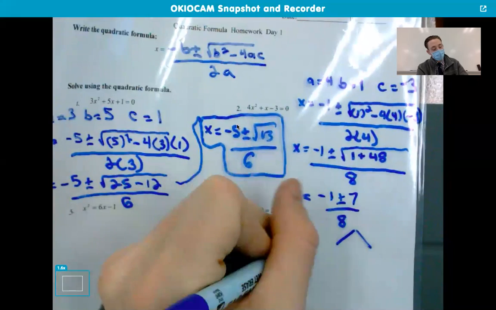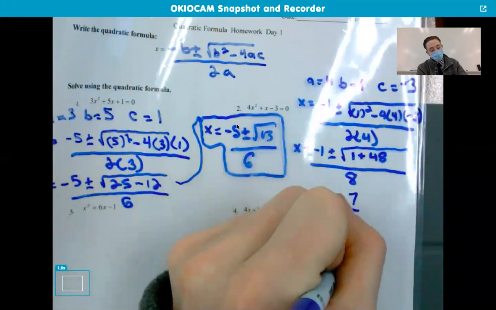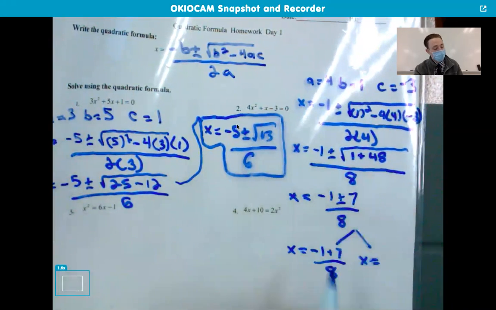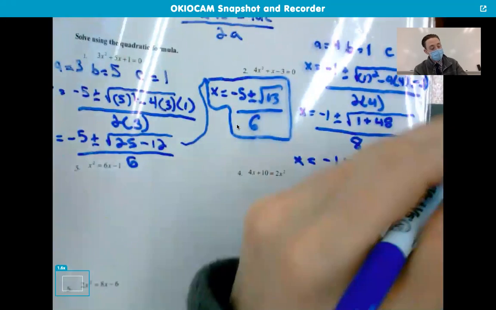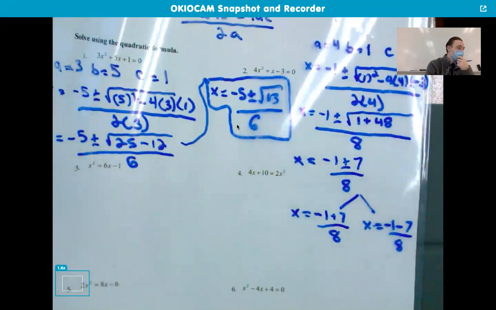So remember, we are doing this process to find solutions, right? And with our quadratic equations, a lot of times we're going to have 2 solutions. So I know that x equals negative 1 plus 7 over 8 is one solution. And x equals negative 1 minus 7 over 8 is going to be another solution. Okay.